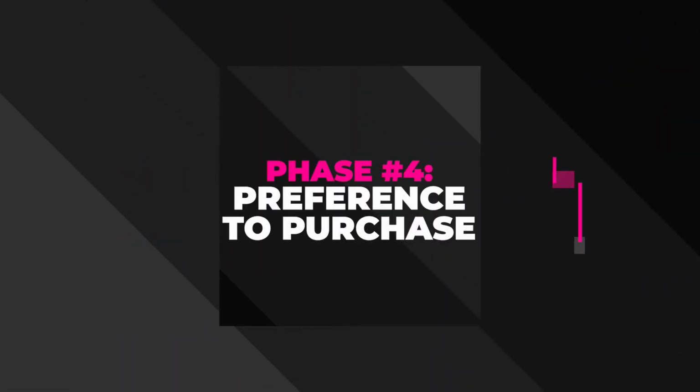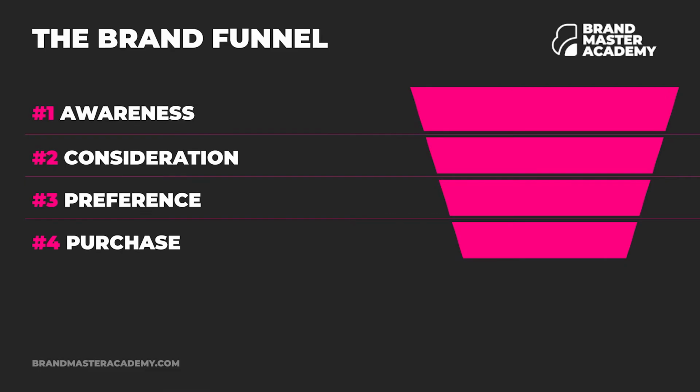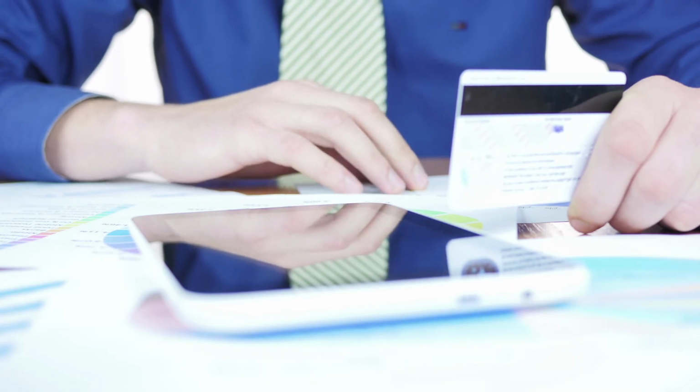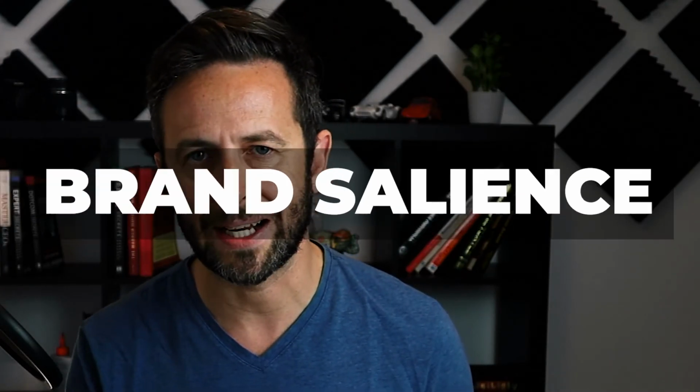Phase 4, preference to purchase. So when your brand becomes the preferred choice, it's in pole position to make the sale, though that sale hasn't happened yet. Remember, this is just a preference. Different people become ready to buy at different times based on many different factors, depending on the category. Now, the name of the game here is brand salience.